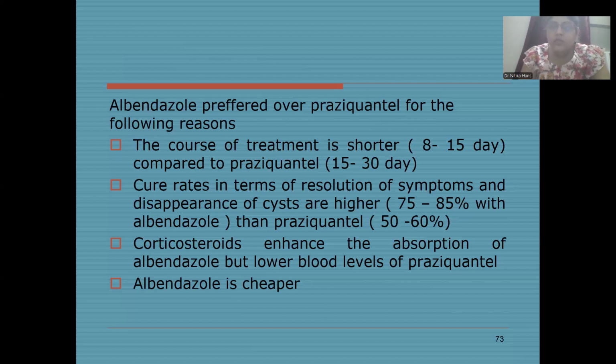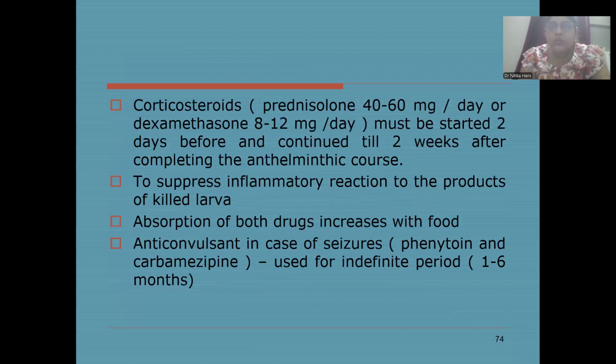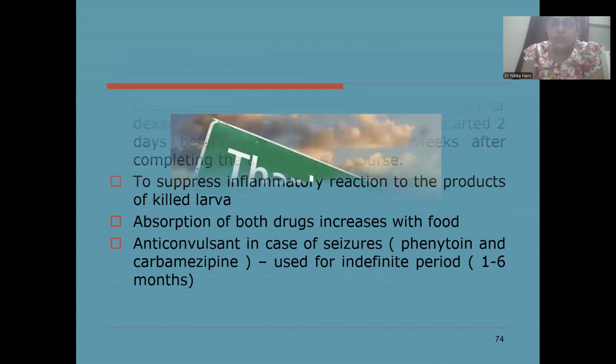Also, albendazole is cheaper. Corticosteroids, prednisolone 40 to 60 milligram per day or dexamethasone 8 to 12 milligram per day, must be started 2 days before and continued till 2 weeks after completing the anthelmintic course to suppress the inflammation from the products of the killed larvae. We give the corticosteroids. Absorption of both drugs increases with food. Anticonvulsants like phenytoin and carbamazepine can be given if seizures occur, used for an indefinite period, 1 to 6 months.